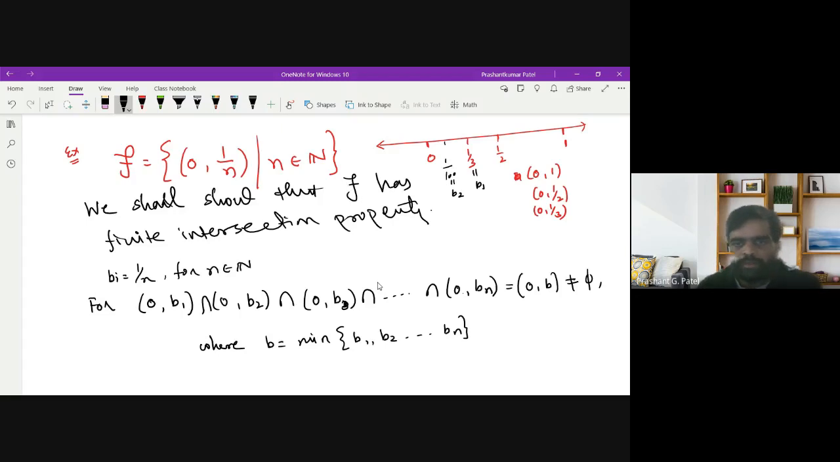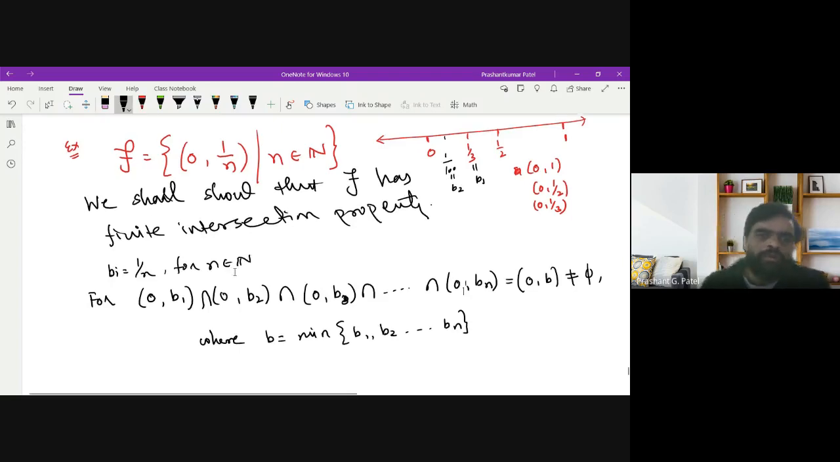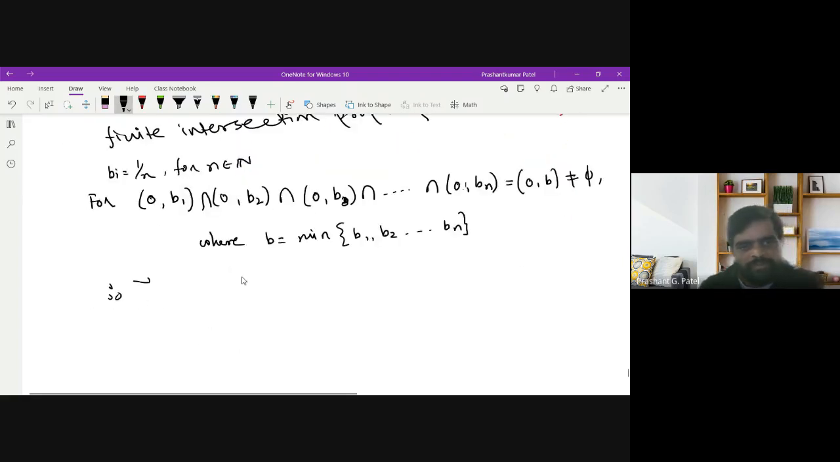That is obvious. Suppose bn is 10,000 or whatever the number is, but the smallest out of b1, b2 up to bn is the intersection of all these intervals. So hence we can say that script F has the finite intersection property, because whatever finite intersection you pick, it is always non-empty. It is always one interval. Therefore the script F which we have defined here has the finite intersection property.